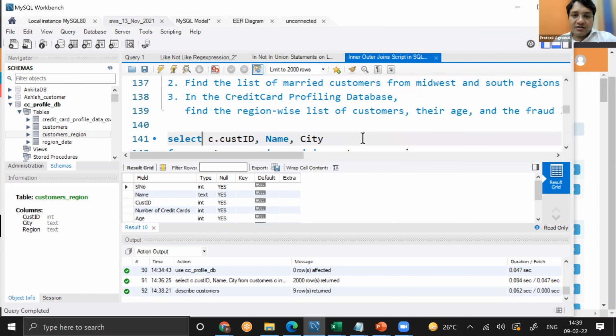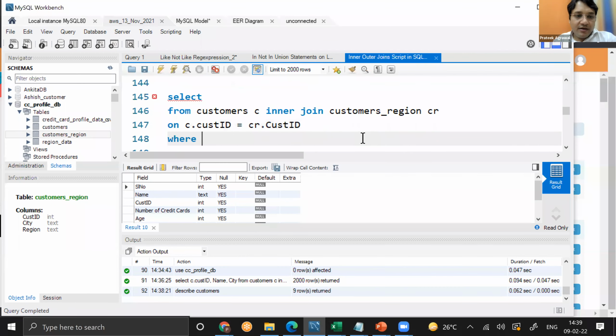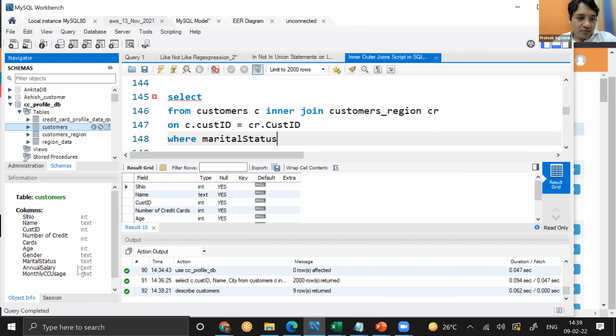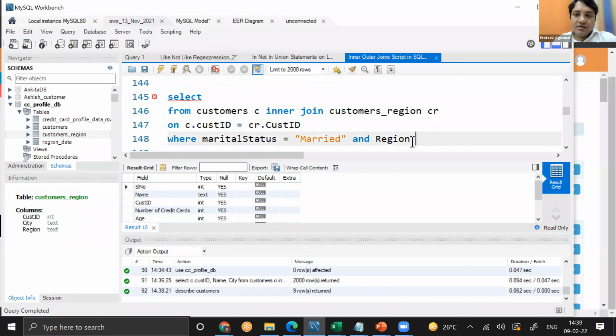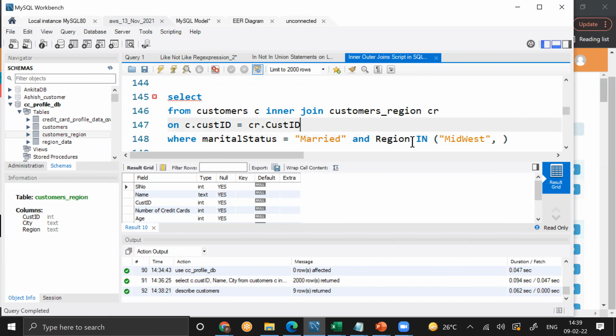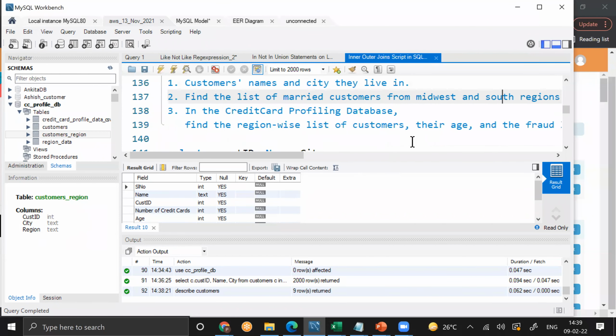So married customers. That means where marital status is equals to married, right? And region is Midwest and South, or South.